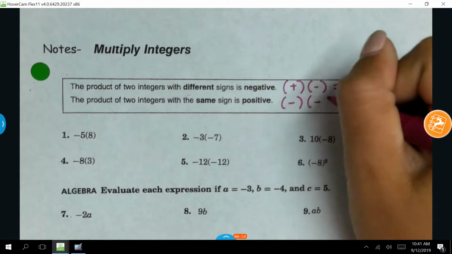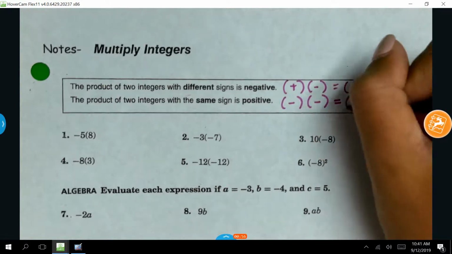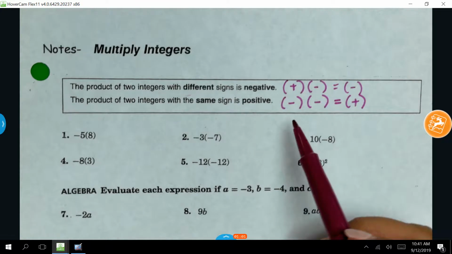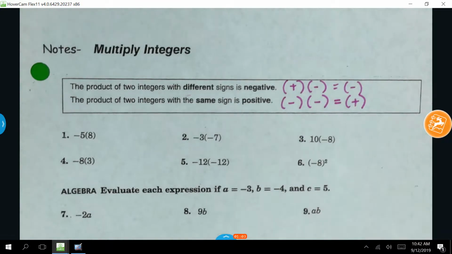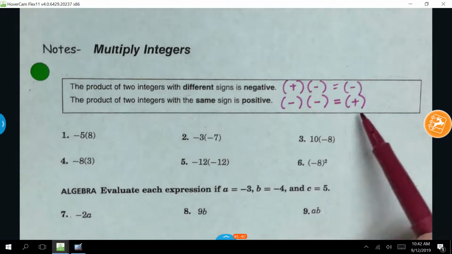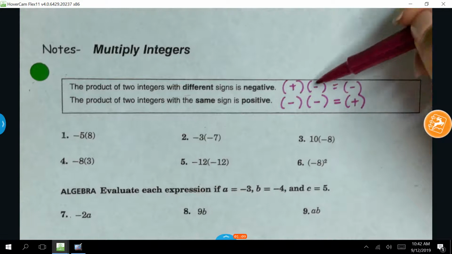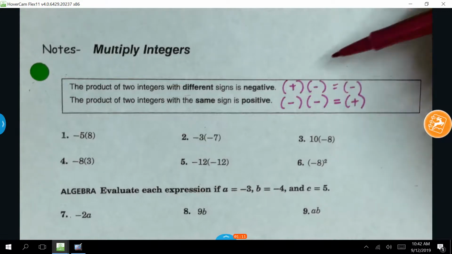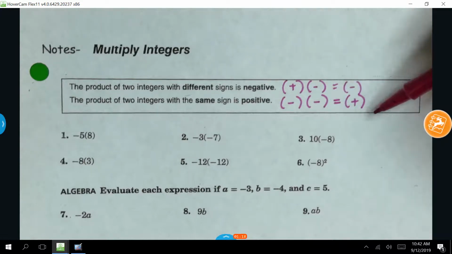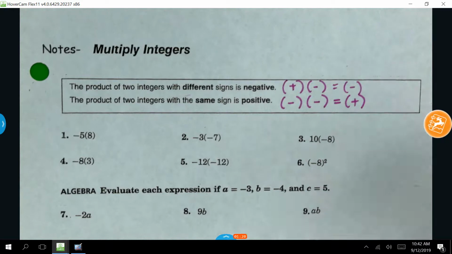So if I'm multiplying same signs, my answer is always positive. If you're multiplying two positives, we know that's a positive. Same if you're multiplying two negatives, you always get a positive. But a negative times a positive or a positive times a negative will always give you a negative. So different signs, it's negative. Same signs, it's positive. Okay? Multiplying the numbers is all the same.